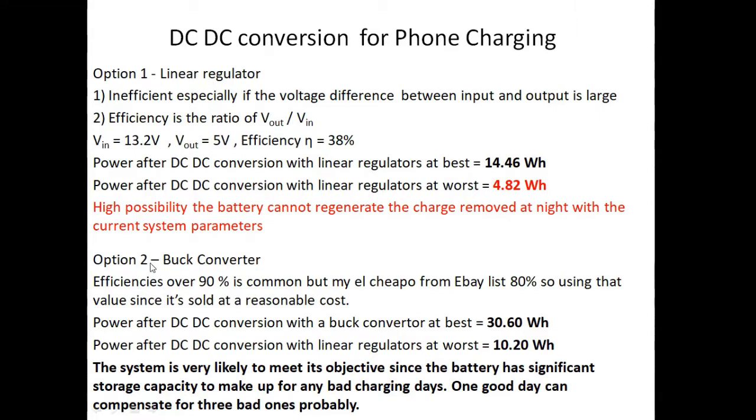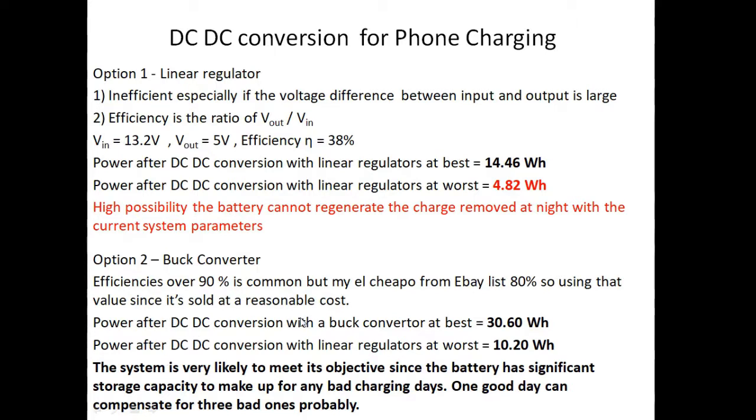So the second option is a buck converter. Now there are buck and boost converters. This one takes a high voltage to low, while boost goes low to high, as the word goes, boosted. These typically have an efficiency of over 90%, but I bought an El Cheapo off of eBay and it's listed at 80%. Let's use that value. That's a reasonable price item. Let's work with the reasonably priced ones, not the 92, 93, 95% that are claimed.